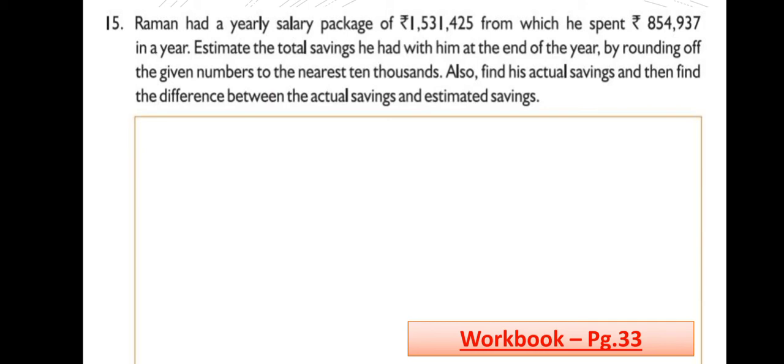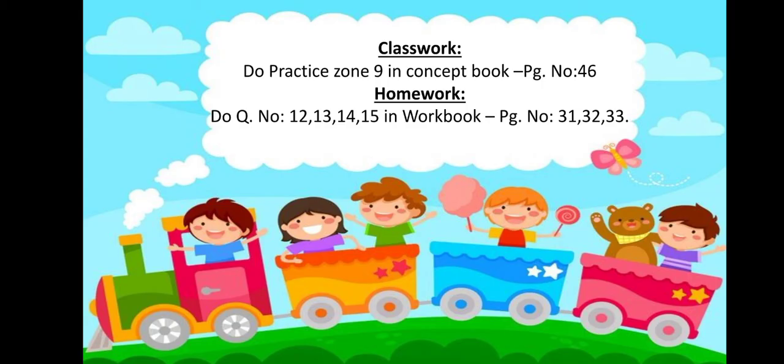Next, you have to find the estimated savings also. For finding the estimated savings, round off the numbers to the nearest 10,000. After rounding off to the nearest 10,000, find the estimated savings. So now you know the actual savings and estimated savings. Now you find the difference between estimated savings and actual savings and find out the answer. So today we have seen word problems on addition, subtraction, multiplication and division.